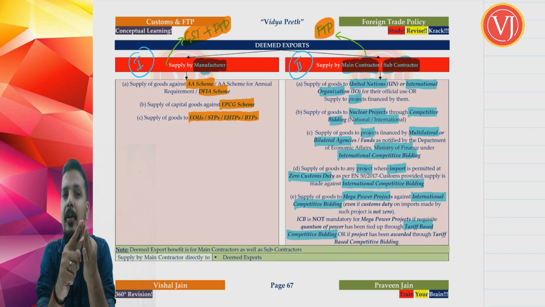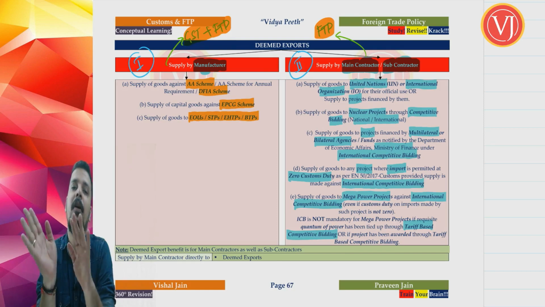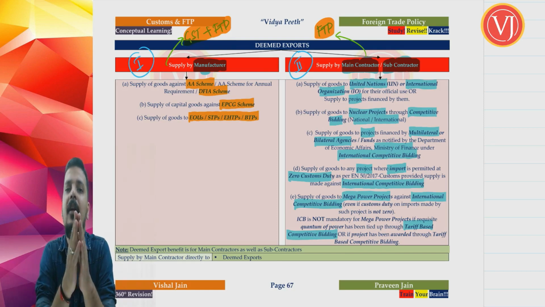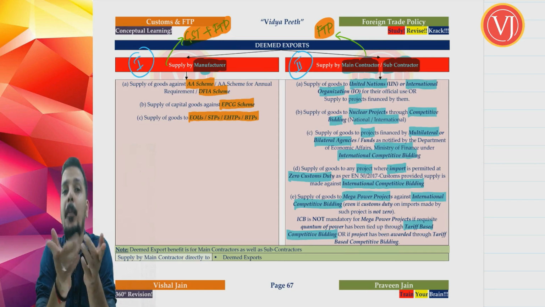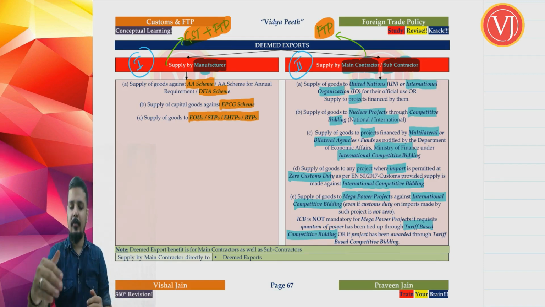Third, friends, you are talking about a project which is funded by multilateral or bilateral agencies or funds notified by your Ministry of Finance, through international competitive bidding. Fourth, you are talking about supply to a project where import is allowed at zero customs duty through customs notification 50/2017. Again, the project is allocated through international competitive bidding. And last, friends, is supply of goods to a mega power project, which is allocated through international competitive bidding or tariff based competitive bidding. So these are all the deemed export categories.